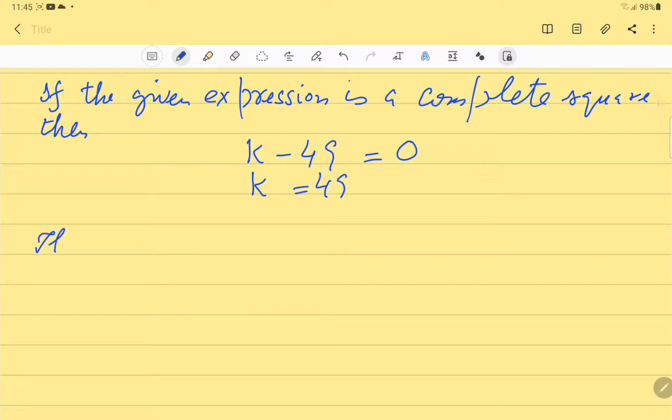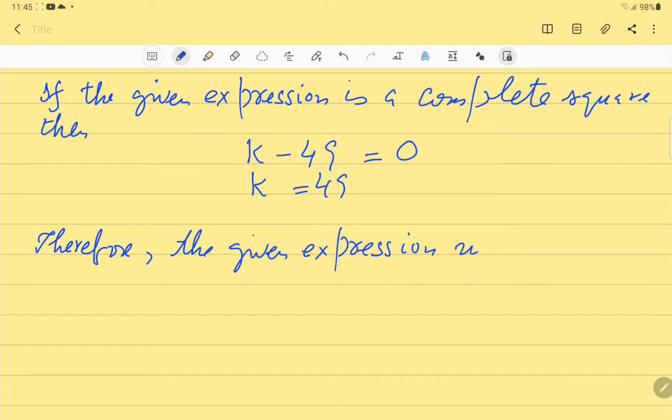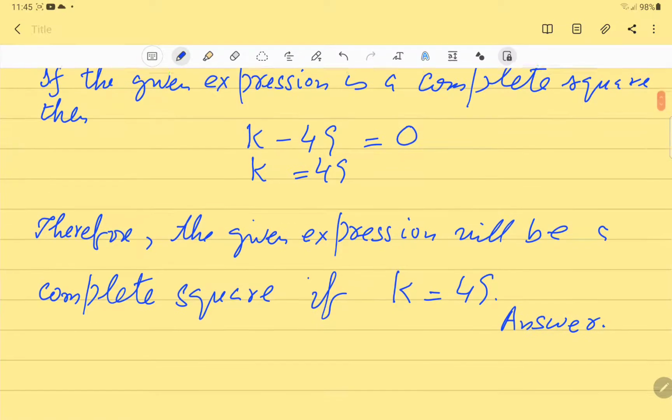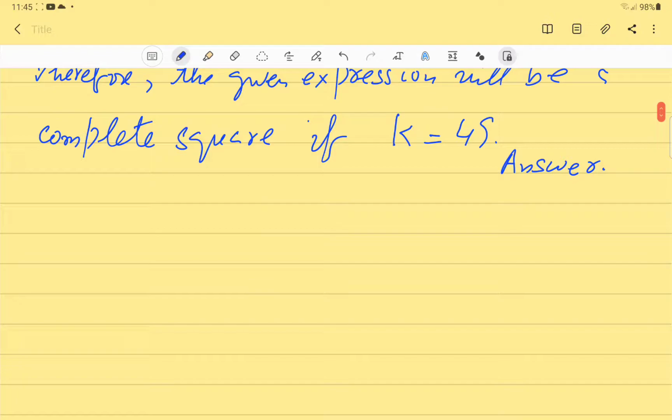Therefore, the given expression will be a complete square if k is equal to 49, which is our answer. Now we move on to our second question.